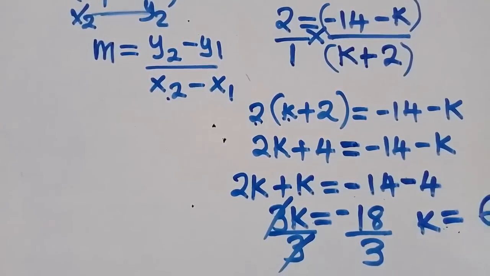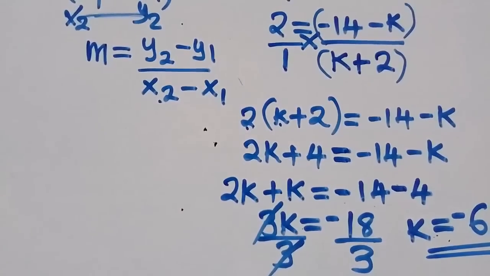It is 6. Then a negative there, so it's negative 6. So the value of k is negative 6. This is how you need to answer it and how you work out this one.